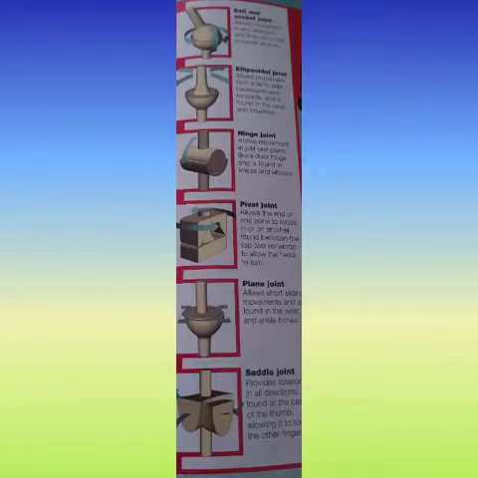Saddle joint provides rotations in all directions, found at the base of the thumb, allowing it to touch the other fingers.